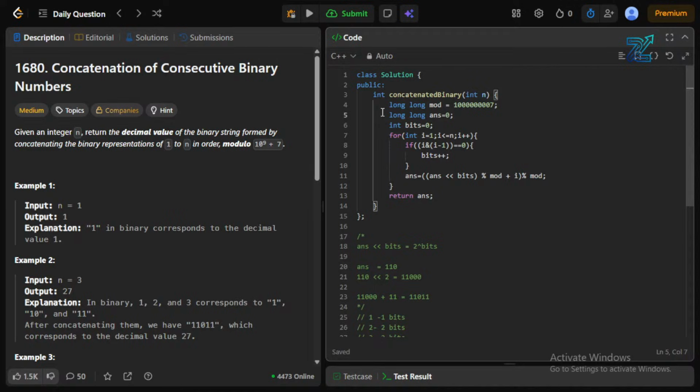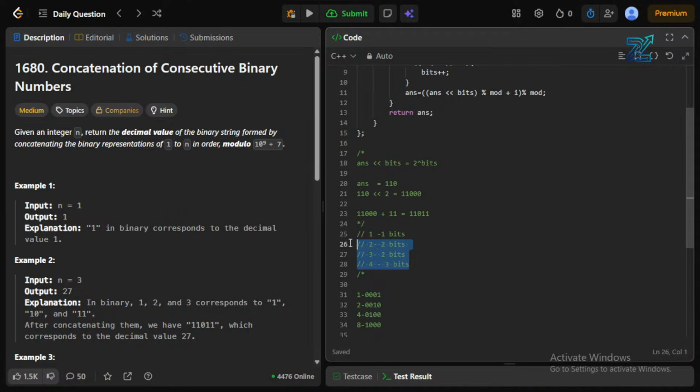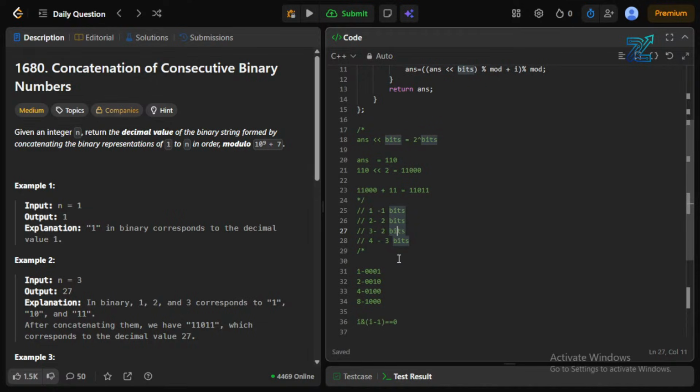So again, I am giving int bits equal to 0. Why am I giving this? This stores how many binary bits are required to represent the current number. So, for example, for 1 it is 1 bit, for 2 it is 2 bits, for 3 we have 2 bits, and for 4 we have 3 bits, right?